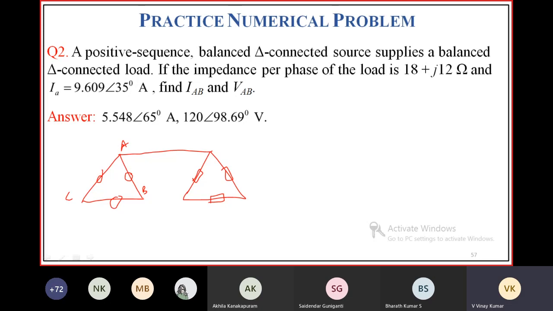What's the next one? ABC. Okay. VAB is not given. We have to find VAB. Load impedance 18 plus j12. Okay, this is also 18 plus j12, right? We have to find VAB. Oh yeah, IA is given.